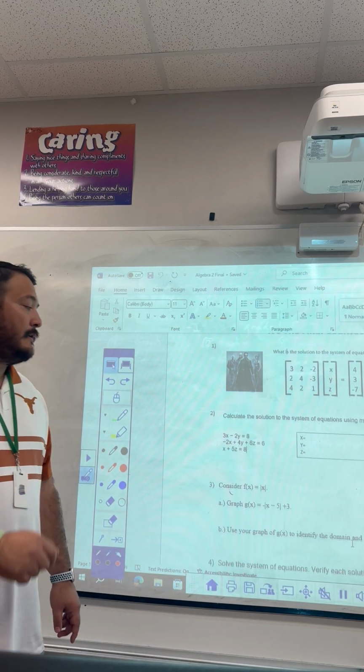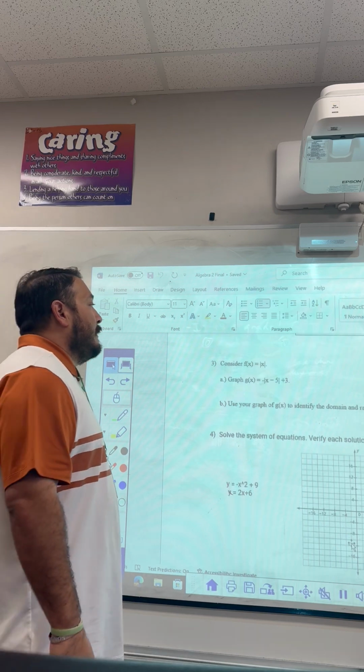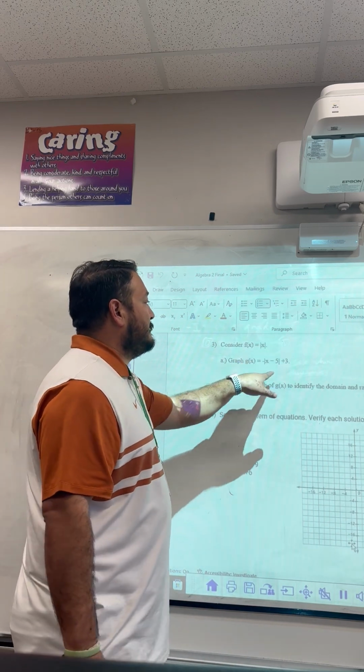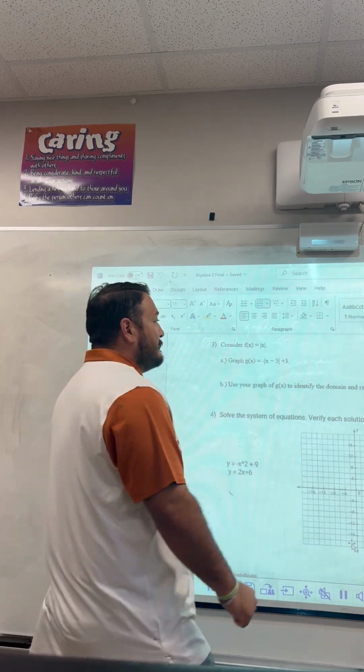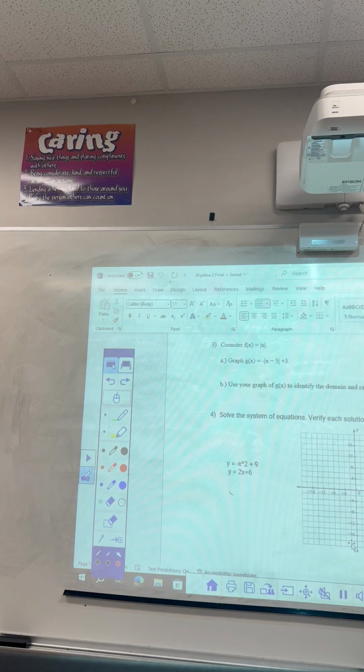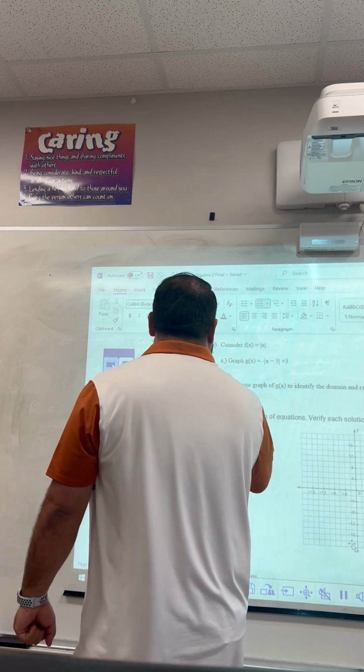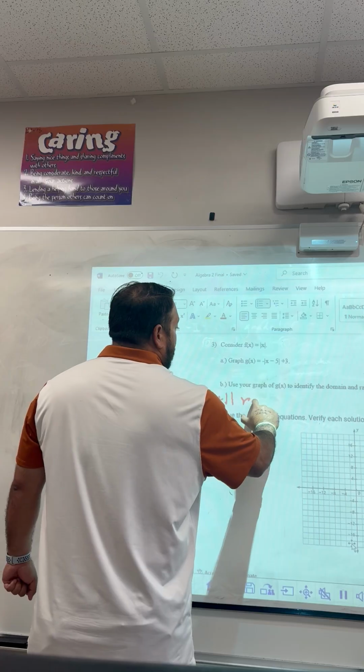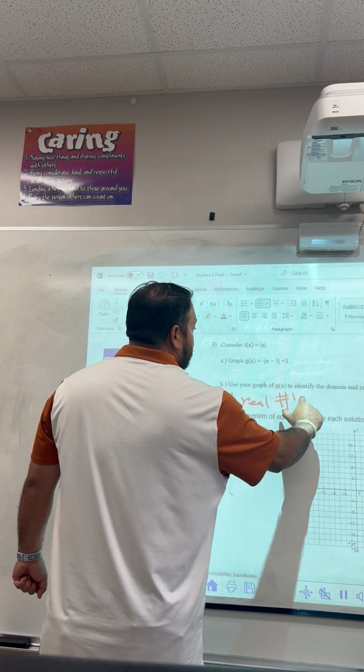Okay, next one. Scroll down. We're gonna find the domain and range of this. If you graph this, it'll pop up like this. This is gonna shift 5 to the right, it's gonna shift 3 up, so it's gonna be right here, and it's gonna look like this because it's negative, it's reflecting. For the domain, this graph is going left and right forever. It's going to be all real numbers.